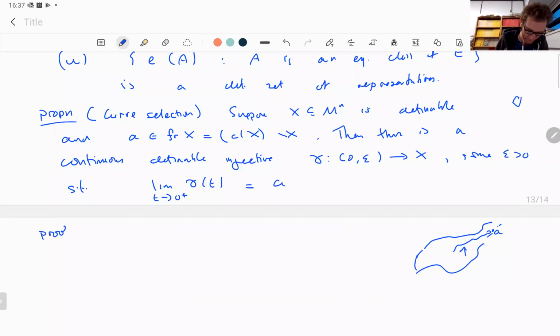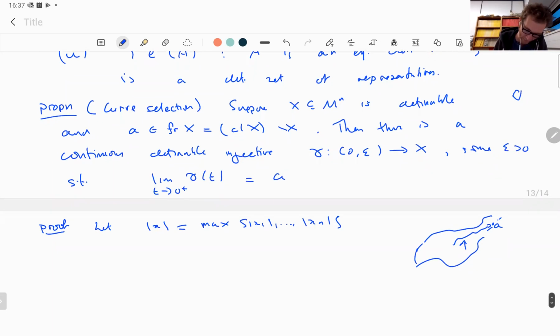Okay, so this is easy using what we just proved. So let's let norm of x be the max norm. And then since my point is in the frontier, if I take the norms of a minus x as x varies over my set, so that's a definable set, and it contains arbitrarily small positive elements.